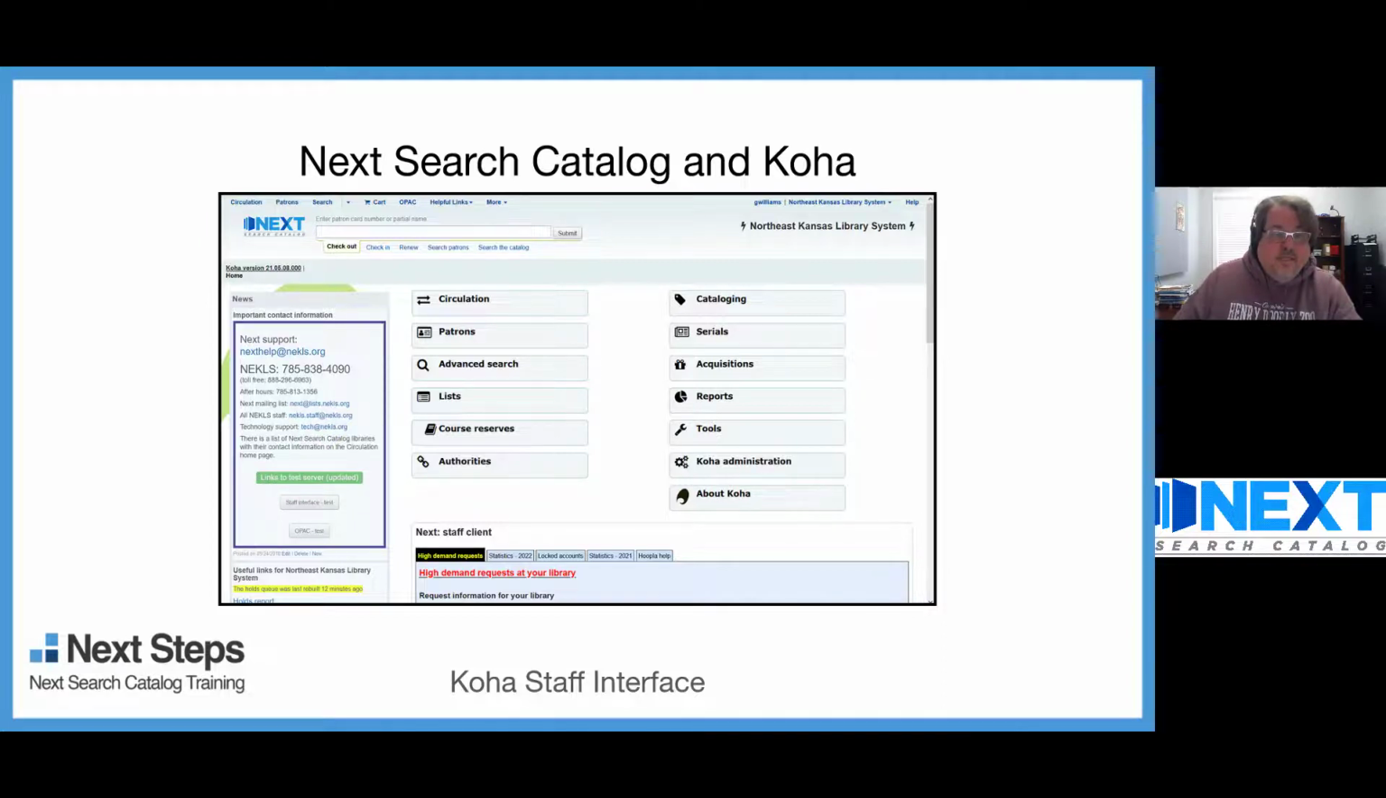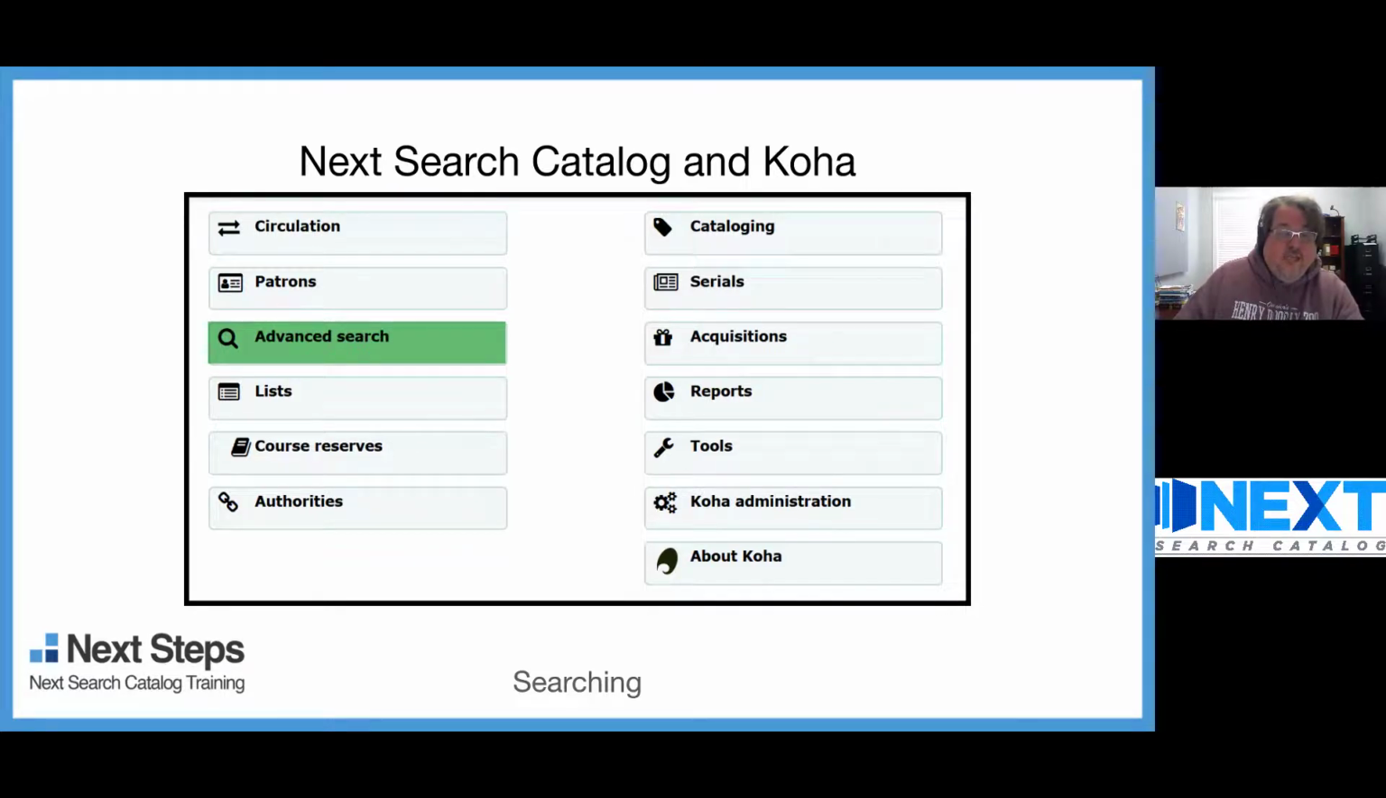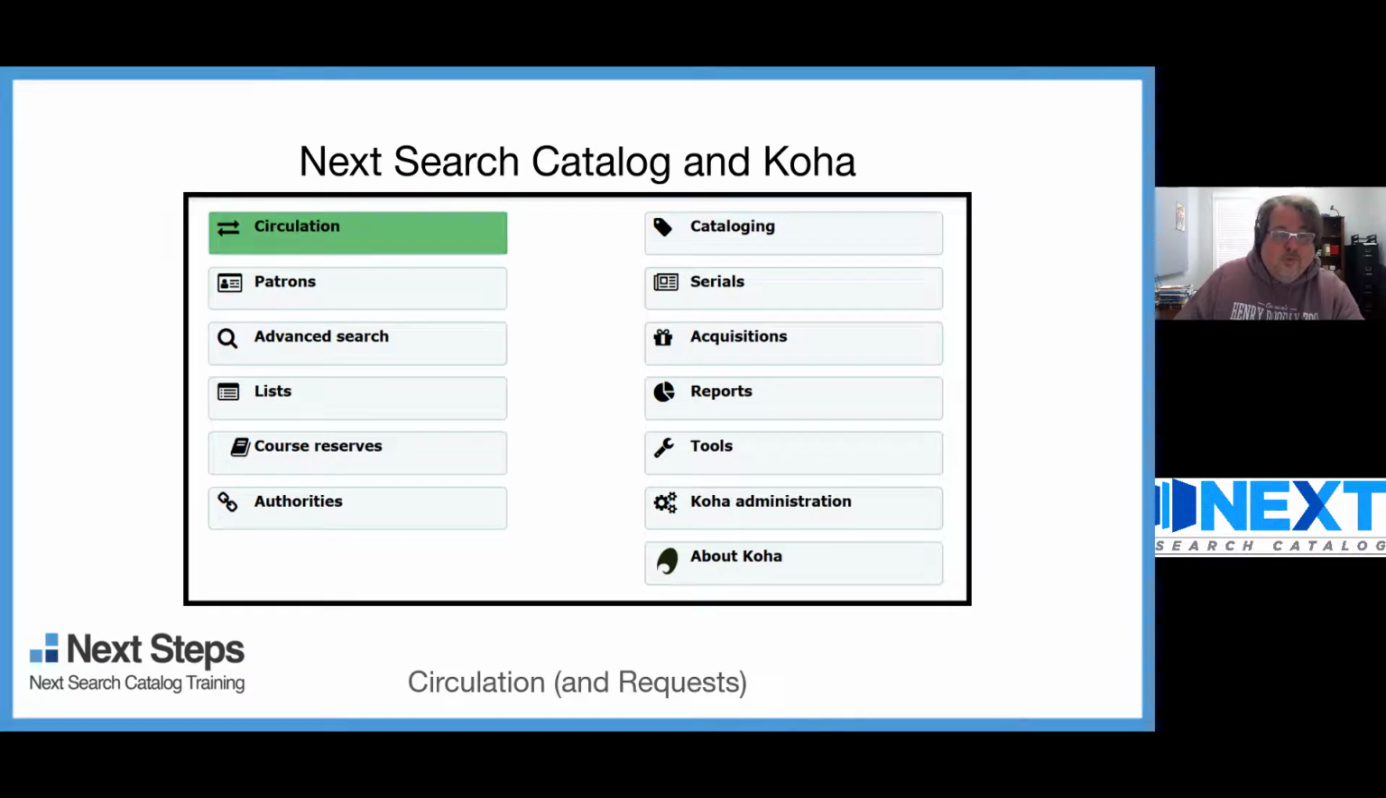But Koha is the integrated library system that we use for Next Search Catalog. And it's got all of the components we need. It's got a cataloging component so we can track what are the titles, what are the items that the library owns. Once you've got that information into an ILS, you want to be able to search it. And there's an advanced search module for Koha. And we've got borrower data in the patrons module. And once we have those together, we have a circulation module that allows us to say these borrowers have borrowed these items.